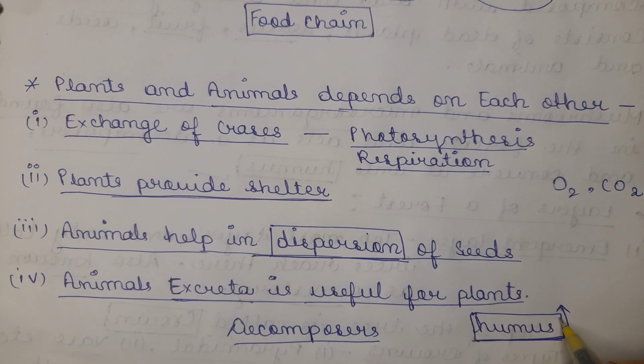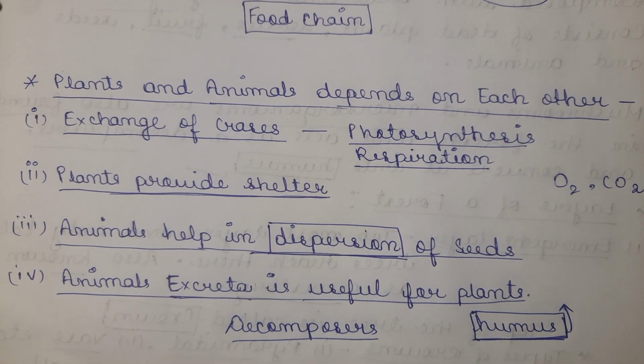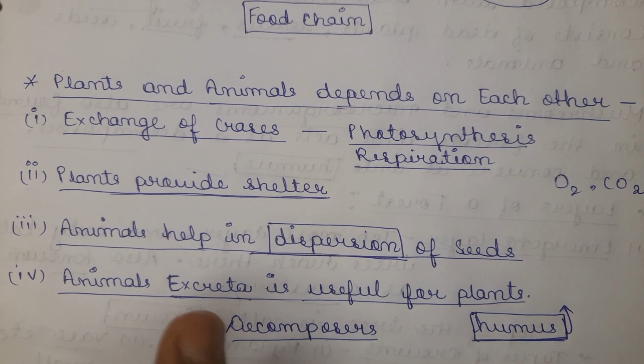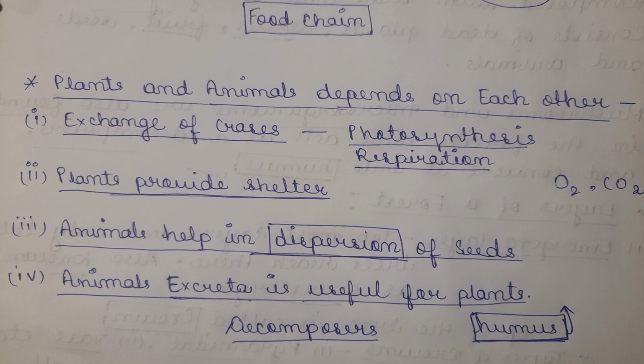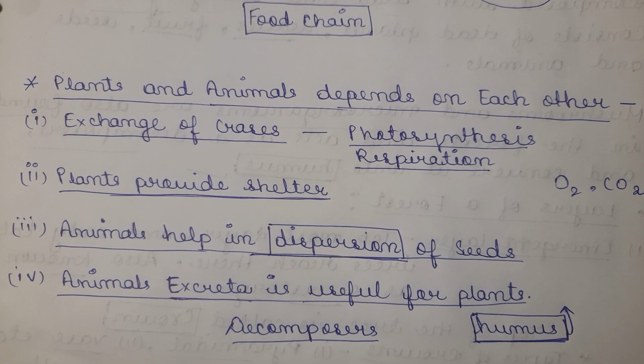So this was about the topic, the types of interaction in a forest and how the plants and animals depend on each other. So this was the last topic of this chapter, ecosystem.